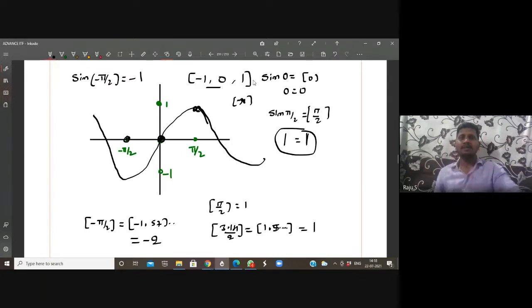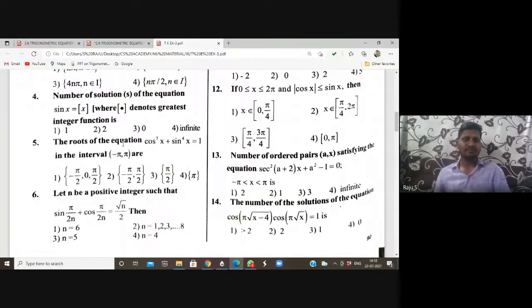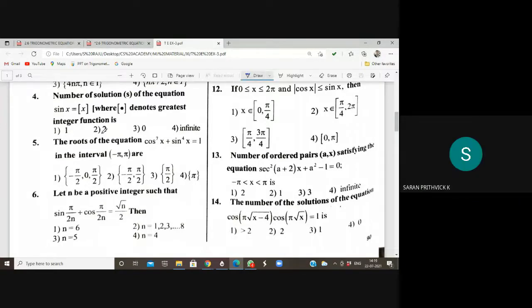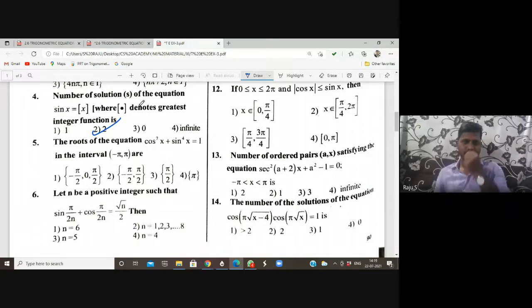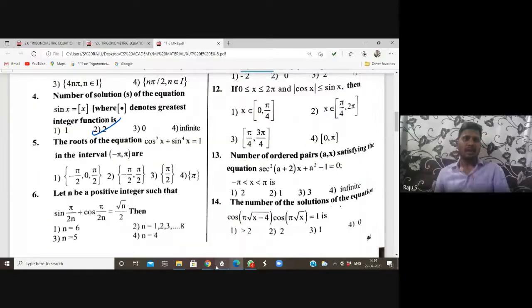But sin 0 is 0 and the greatest integer of 0 is 0, this is one solution. Sin 90 is 1 and the greatest integer of 90 is also 1, that is another solution. Other than this, there is no other solution. So what is the answer? The number of solutions is 2, the second option. Am I right? Do students have any doubts here? No, sir. Right, coming to the next question.